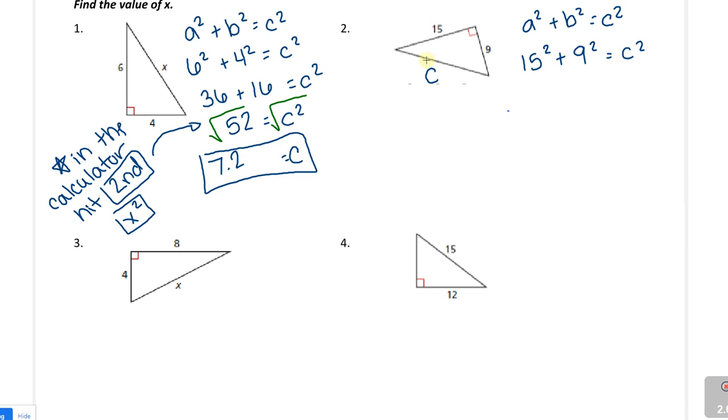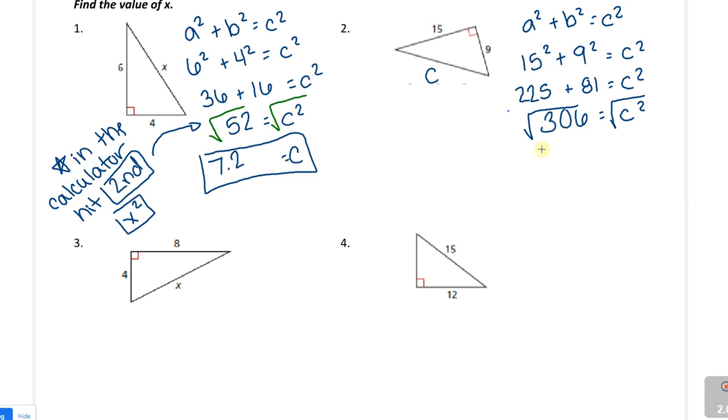So now we are going to simplify. 15 squared is 225, plus 9 squared is 81. And bring down your c squared. Now we're going to add 225 plus 81. That gives us 306, and that equals c squared. We're not done. We have to get rid of the square. So take the square root of both sides. In your calculator, calculate the square root of 306.